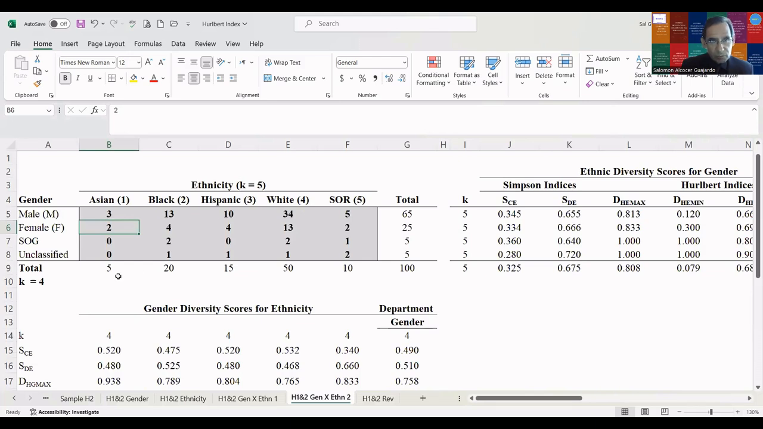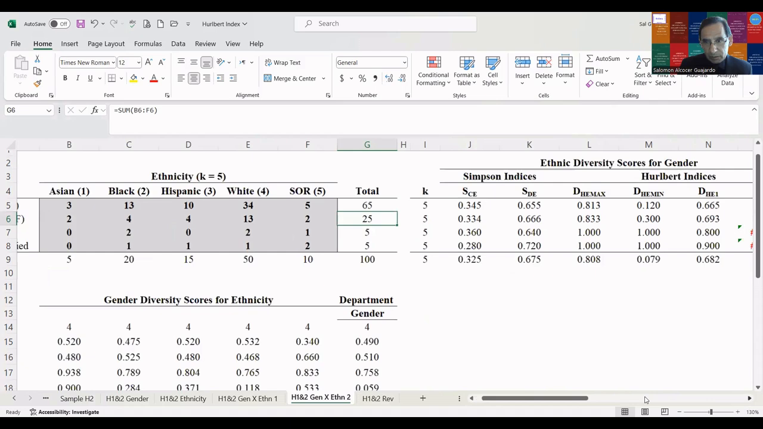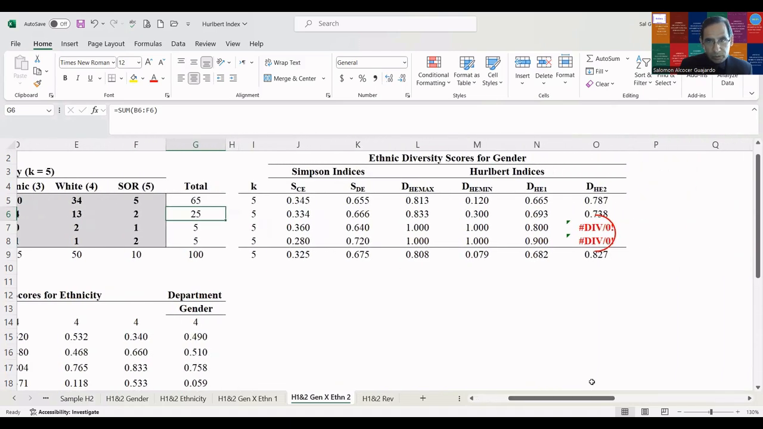For the women, I have 2 Asian women, 4 black women in the workforce. I have 4 Hispanic women in the workforce, 13 white women in the workforce, 2 of some other race. Again, that's a total of 25. So I can obtain the Hurlbert diversity scores for each ethnic group and gender.